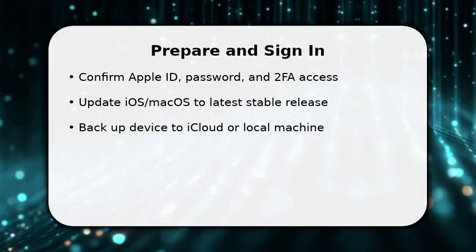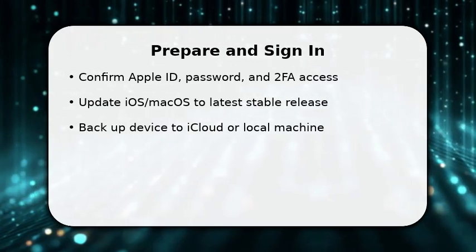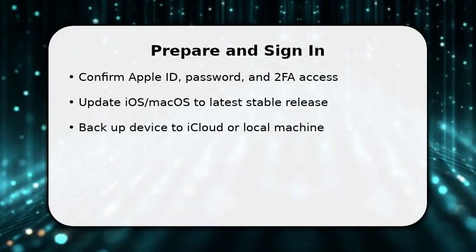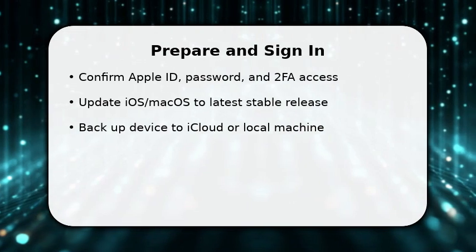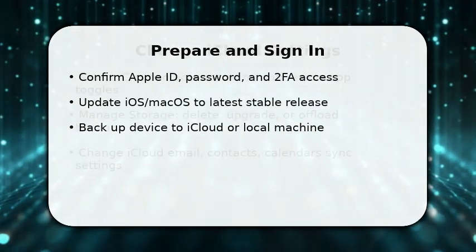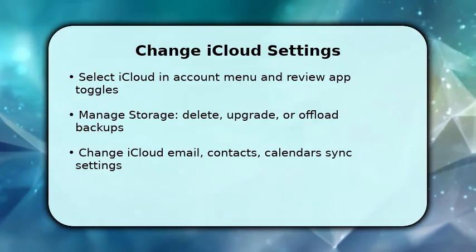Now open Settings on iPhone or System Settings on Mac and tap your name to access iCloud options. This is where you begin the actual change process rather than hunting for basics. You proceed by selecting iCloud in your account panel and reviewing each app toggle so only needed data syncs.